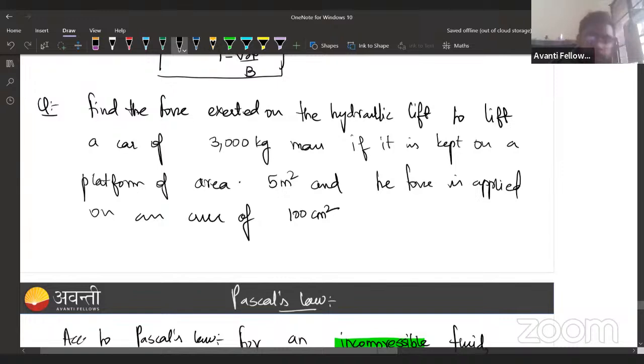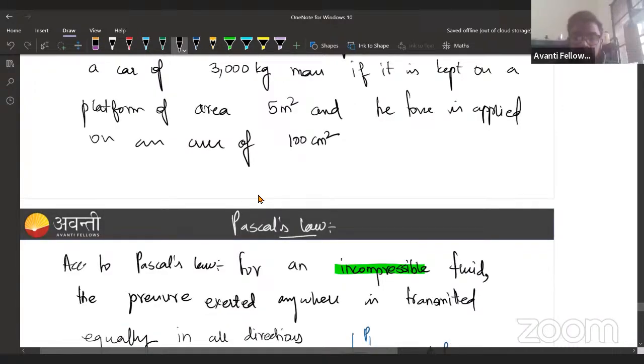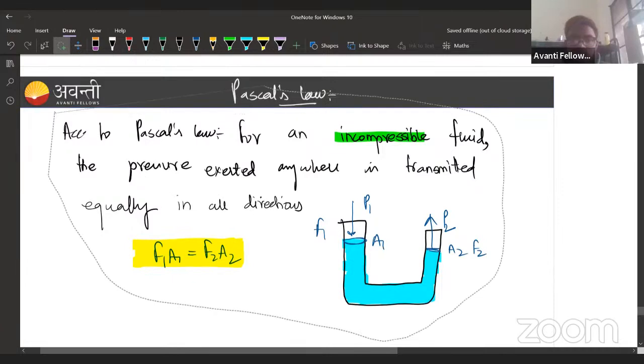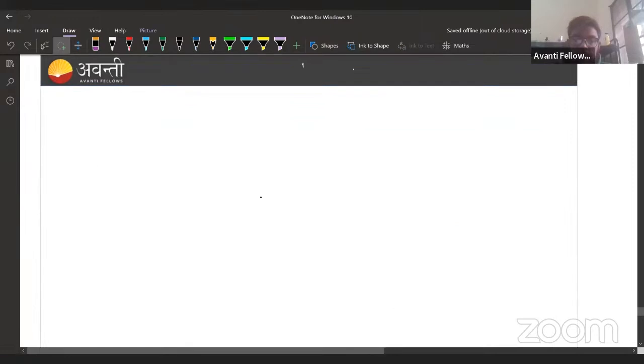Okay. Let me solve this question. All right. Let me solve it. Pretty simple. Yeah. So I have to erase this because I don't have some space. Yep, gone. Okay. So let me solve this.